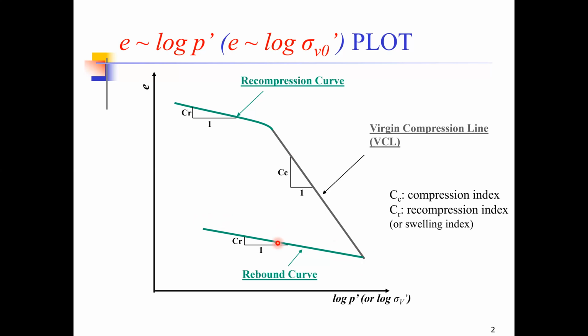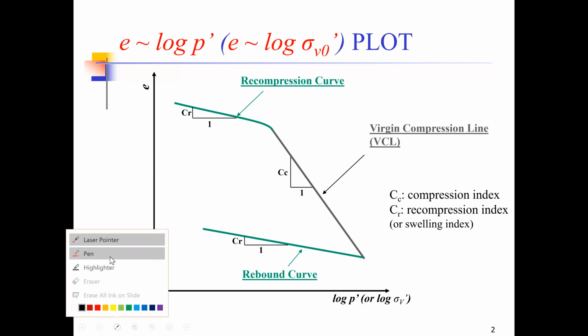So the slope of this line, which is known as the rebound curve, is called the recompression index. It is called recompression index because if we start reloading the same soil sample again, it will follow the same path over here. However, when it reaches this point, which is the maximum load that the soil has sustained in its history, it will start following the path of the virgin compression path. Let me just quickly draw it here for your convenience.